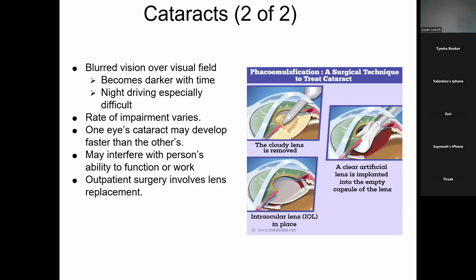When the interference is severe enough that it affects the person's ability to function or work, we can remove the damaged lens and replace it with an artificial lens. They do that through a process called phacoemulsification. They use a laser.